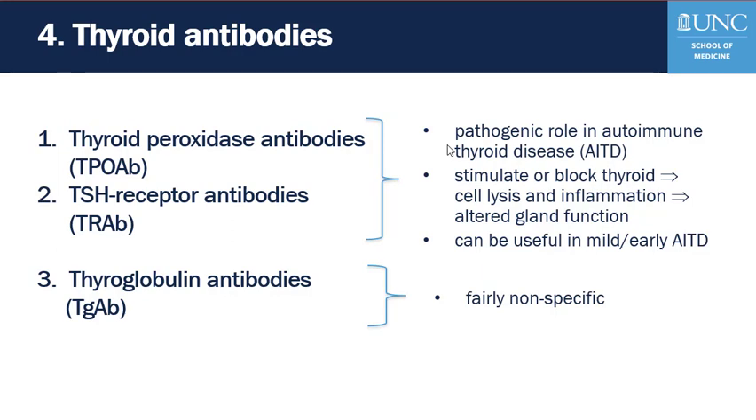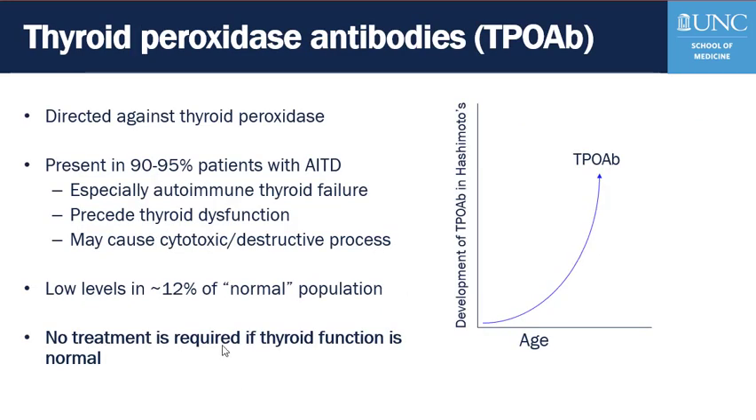And some of these antibodies, specifically the TPO antibodies, can stimulate or block thyroid cells or receptors on thyroid cells, resulting in cell lysis and inflammation and altered gland function. And so some of these can be useful in mild or early autoimmune thyroid disease. Let's look more closely at thyroid peroxidase antibodies.